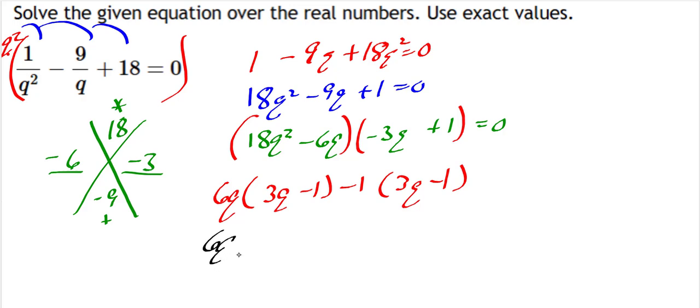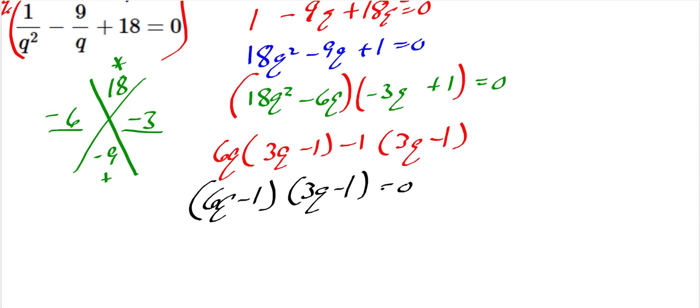So 6q minus 1 times 3q minus 1 equal to 0. That's our factors. And we're going to set those factors equal to 0.